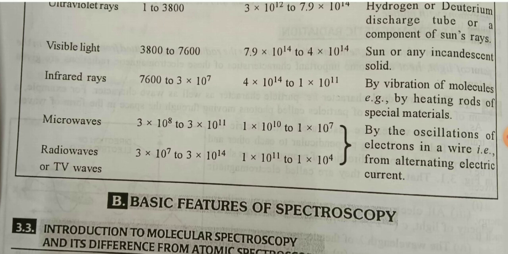Next is microwaves with wavelength 3 into 10 raised to power 8 to 3 into 10 raised to power 11. The frequency is 1 into 10 raised to power 10 to 1 into 10 raised to power 7. And radio waves or TV waves have a wavelength 3 into 10 raised to power 7 to 3 into 10 raised to power 14 with frequency 1 into 10 raised to power 11 to 1 into 10 raised to power 4. Both microwaves and radio waves have the source by the oscillation of electrons in a wire, that is, from alternating electric current.